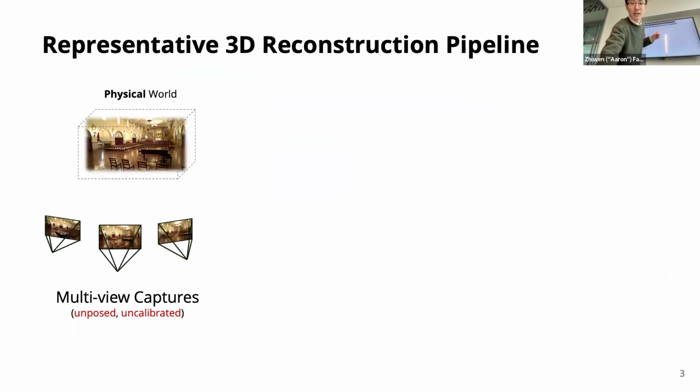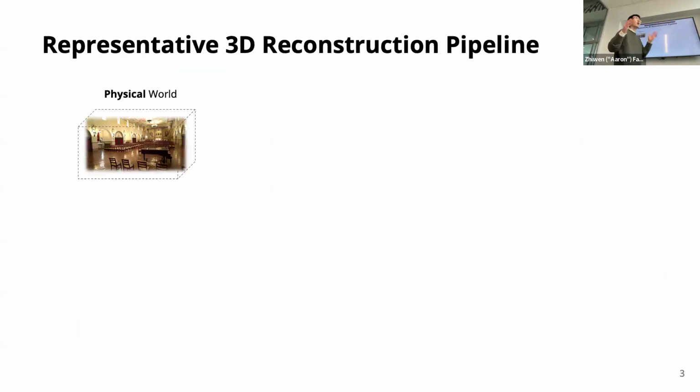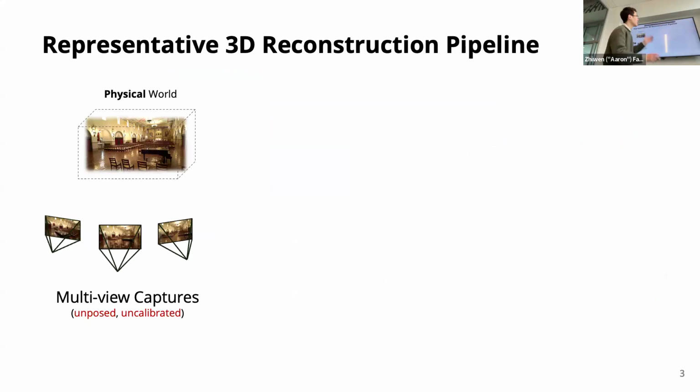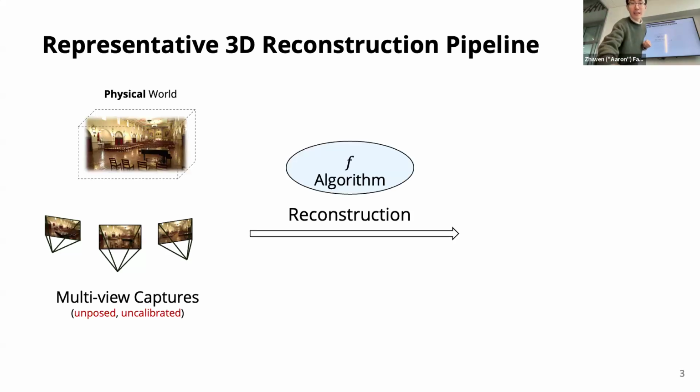Let's take a look at a specific example of how generative AI can be used for a real case. Start from the physical world, such as this beautiful historical building, and we begin by capturing multiple images. These images are unposed and uncalibrated, and we don't know where we took each capture. Then comes the reconstruction pipeline, which we denote as F. These images are stitched together, allowing us to recreate the 3D space.